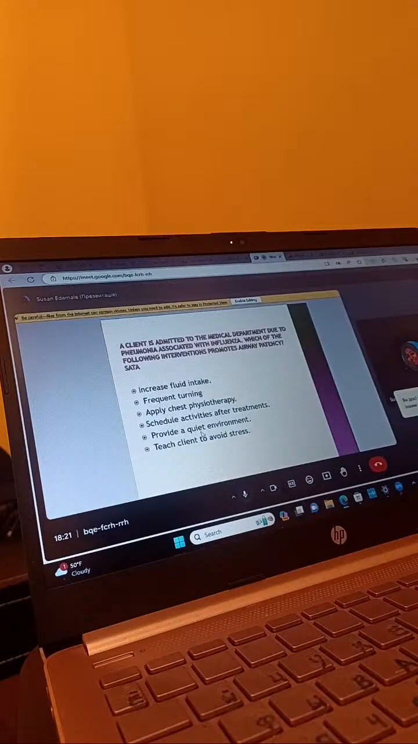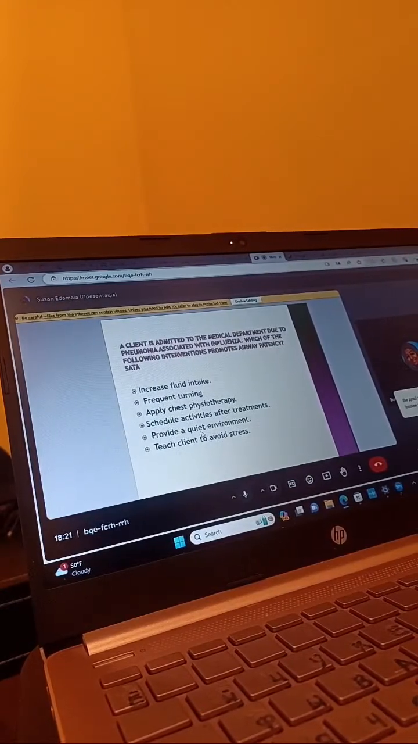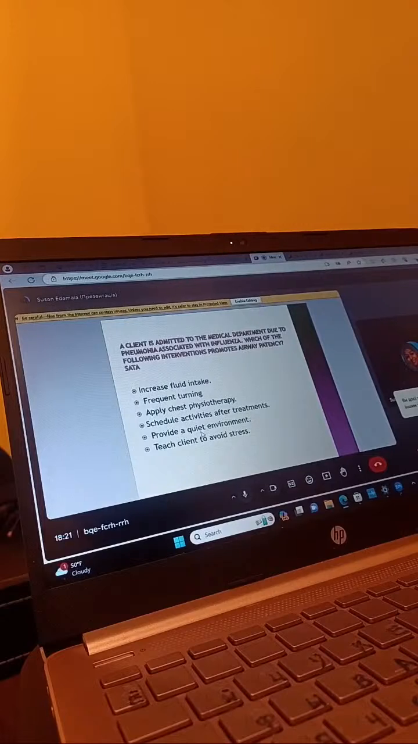These are some of the diseases of the respiratory system. Now, this is basically just an overview of the respiratory system that we just did. Now we are going to go into practice questions. Okay, so read the question. A client is admitted to the medical department due to pneumonia associated with influenza. Which of the following interventions promotes airway patency?